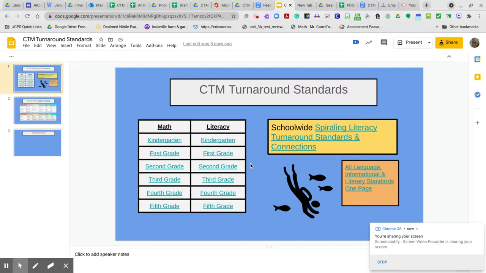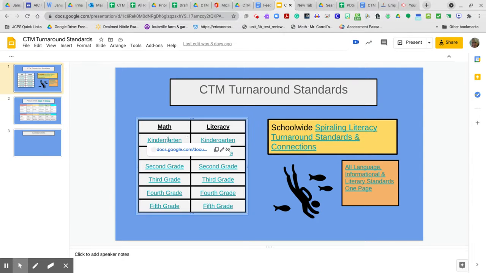Welcome to the CTM Turnaround Standards. I'm going to be sharing with you an overview of the math turnaround standards. So here we are in math, and let's go and look at kindergarten.